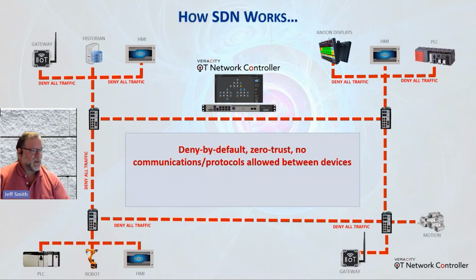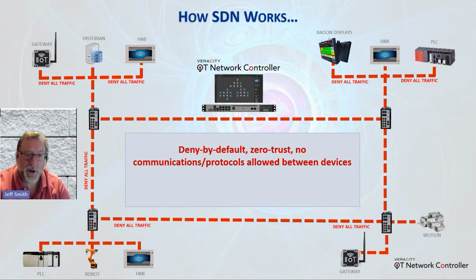The SDN network is deny by default. It's the closest thing you can get to zero trust. Zero trust is a great buzzword today that everybody uses, and it means a lot of different things to a lot of different people. But at the end of the day, it means trust nothing, verify everything. That means devices, protocols, users, pretty much anything that can interact with the network. From the devices and network perspective, there is no other network closer to zero trust than our OT SDN controller.